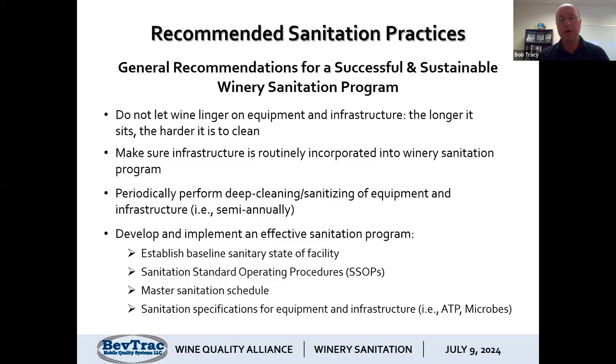Develop and implement an effective sanitation program. Establish a baseline sanitary state of the facility. This is what I do a lot of times for wineries. I'll go out and see how sanitary their facility is, and then we can get an idea: is there a lot of issues? Is there some issues? Is there not many issues? It's just a good idea to know what the sanitary state of your facility is.